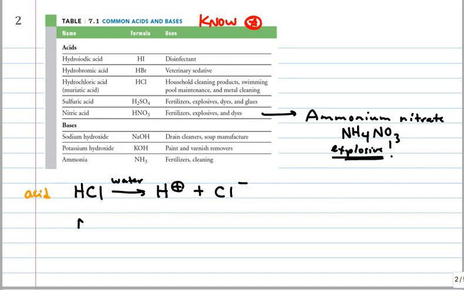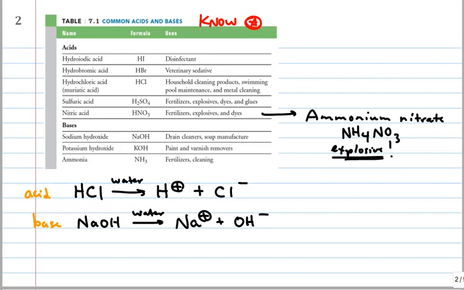What about sodium hydroxide? Well, sodium hydroxide is listed as a base, and when you put that in water, it will dissociate, break apart, to produce Na plus and OH minus. That's the definition of a base. It produces hydroxide ion in water.